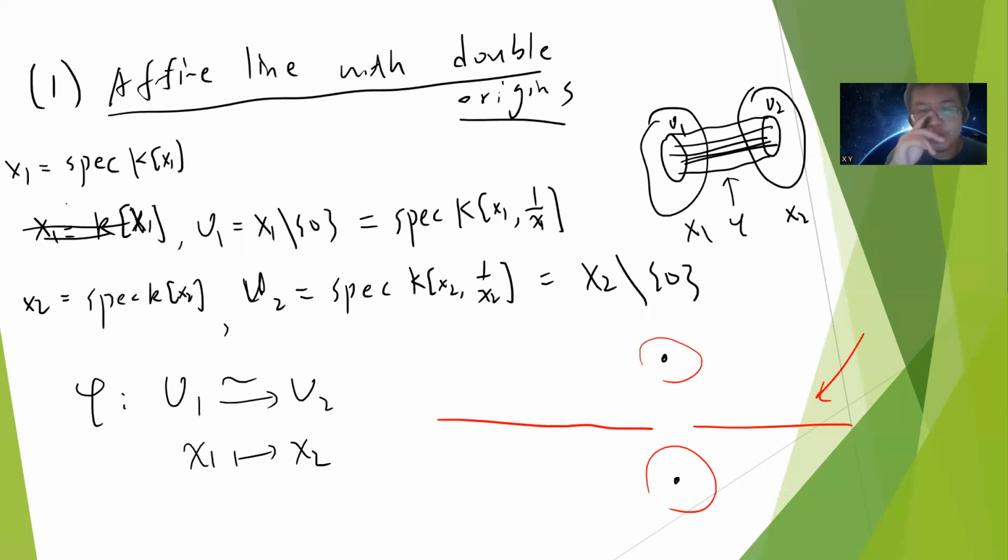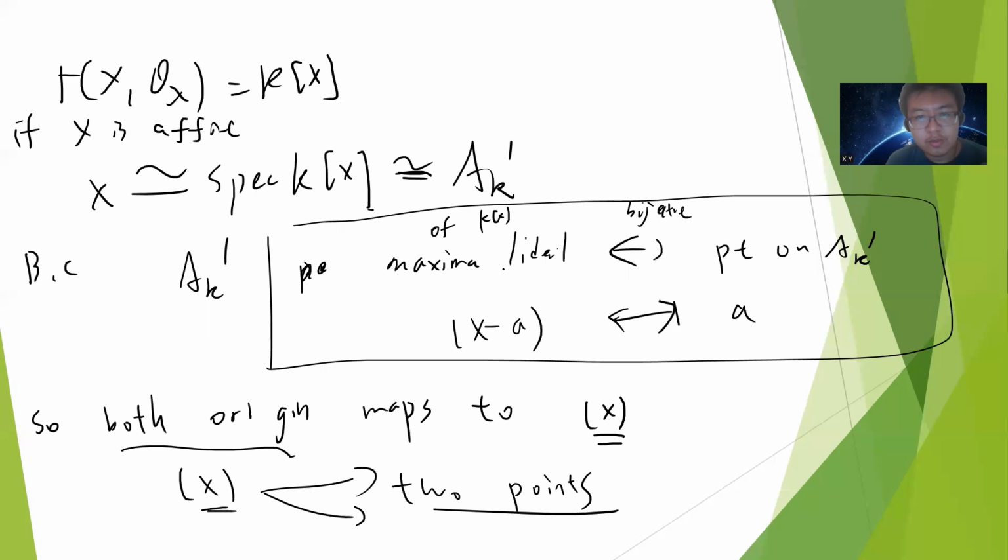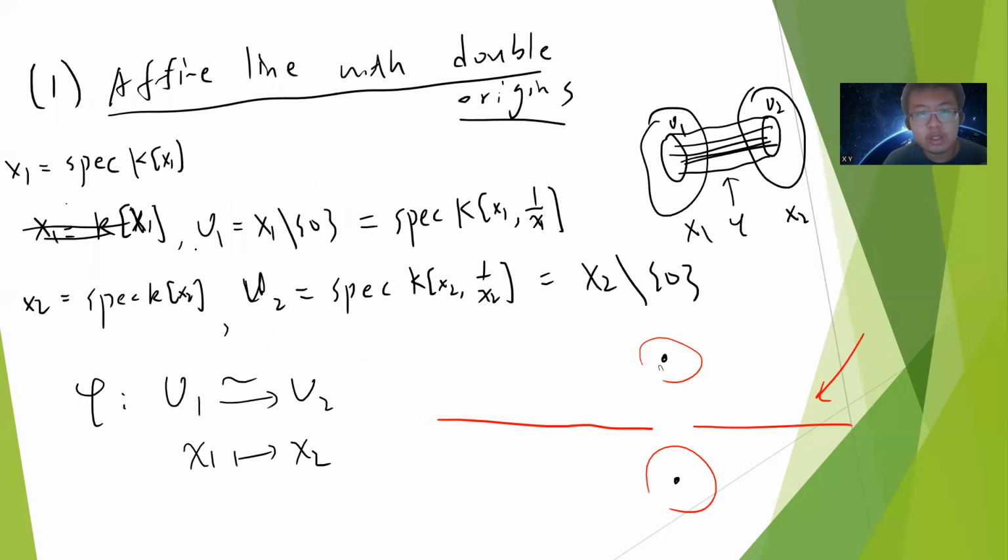So this example is very simple. The global section is still the same as that of one affine line, but there are additional points, which violates this property of the affine line. So basically, this is the standard strategy.